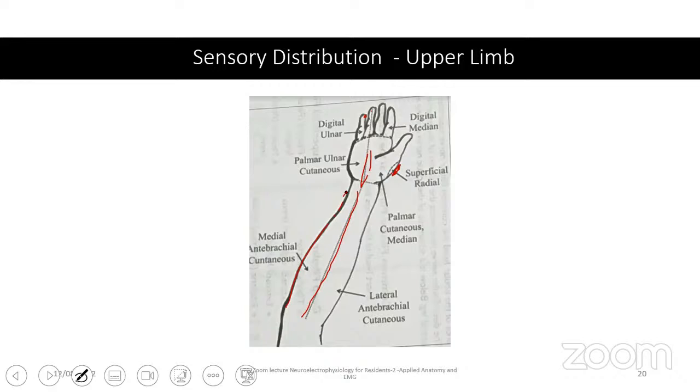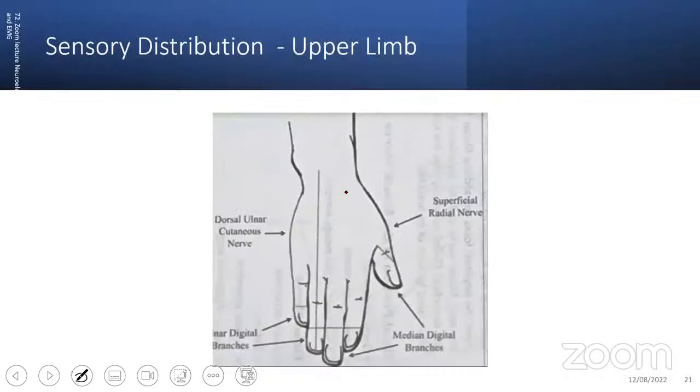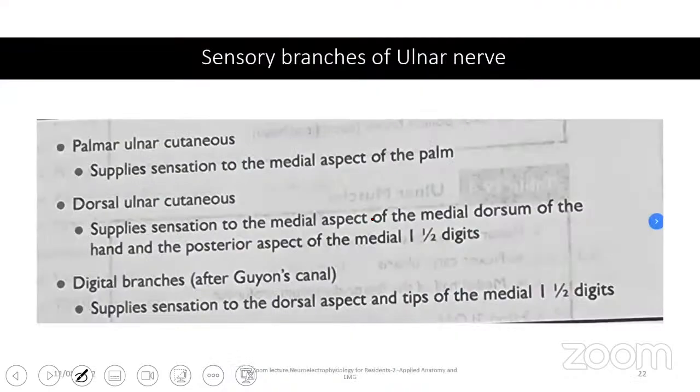The lateral antebrachial cutaneous nerve is on the lateral aspect. Similarly, we have seen the dorsal aspect, and this is the point where you should look for radial nerve innervation, and that's the sensory testing site for it. The sensory branches of the ulnar nerve: the palmar ulnar cutaneous supplies sensation to the medial aspect of the palm. The dorsal ulnar cutaneous supplies sensation to the medial aspect of the dorsum of the hand and posterior aspects of the medial 1.5 digits. The Guyon canal is often asked in exams.